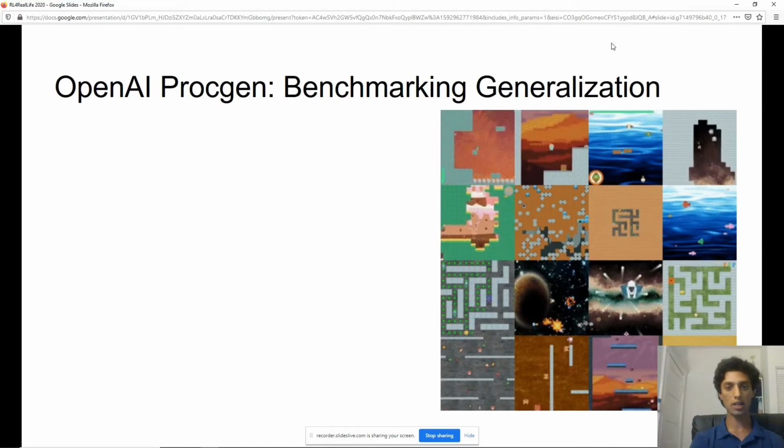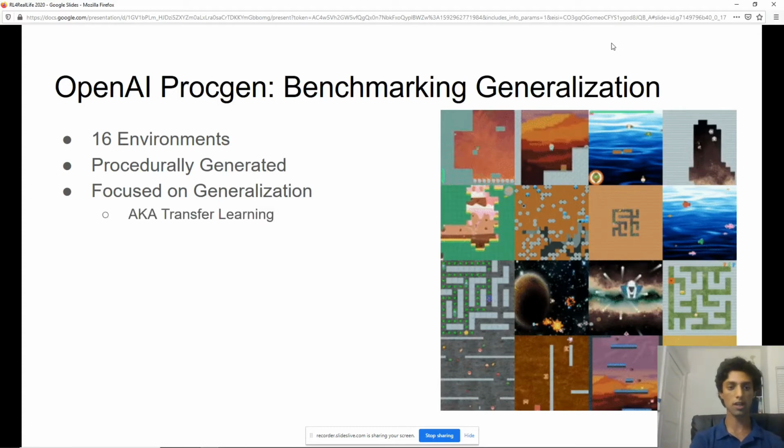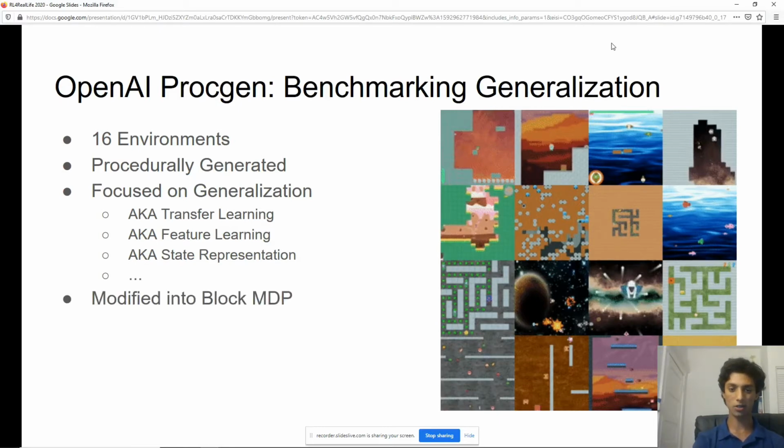Now, OpenAI has released a set of environments called ProcGen, which is supposed to benchmark generalization in artificial intelligence. It contains 16 different environments. They're procedurally generated, focus on generalization, which is also known as transfer learning, can be known as feature learning, state representation. It goes by many names.